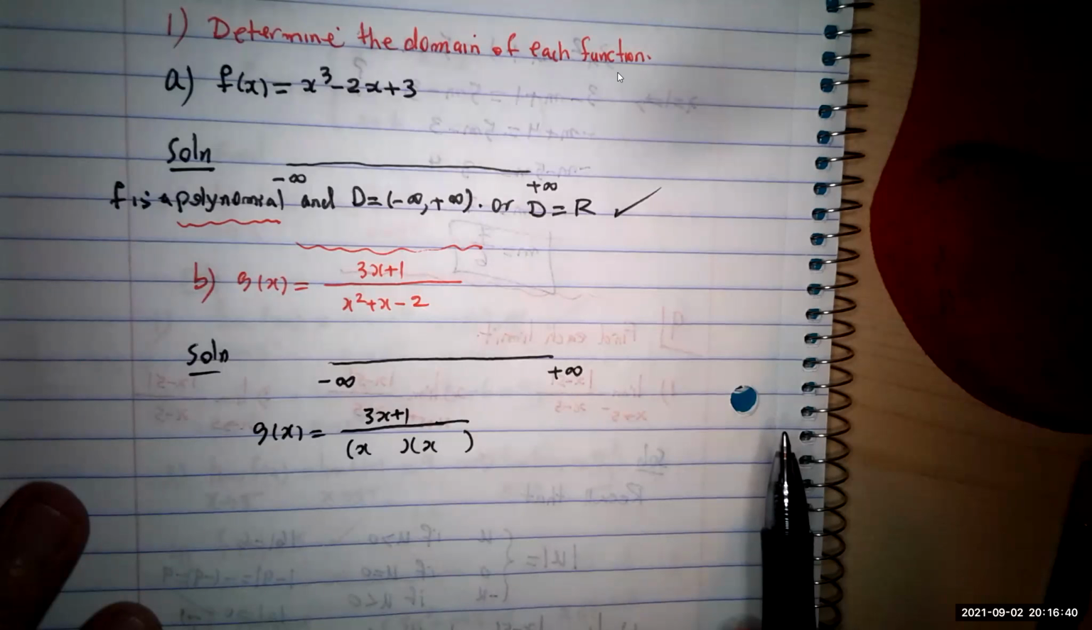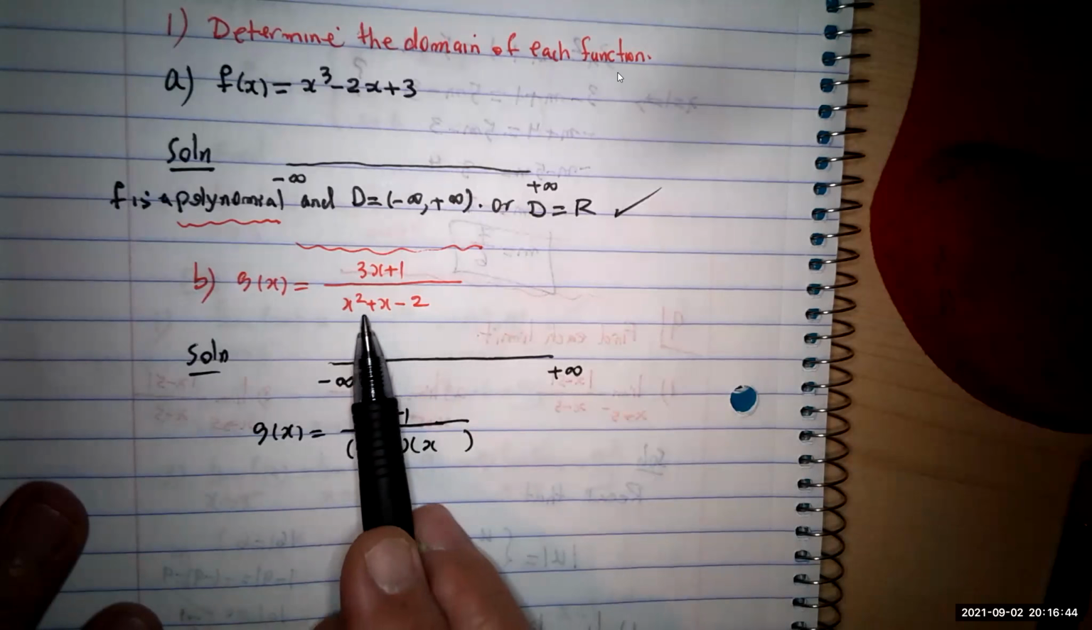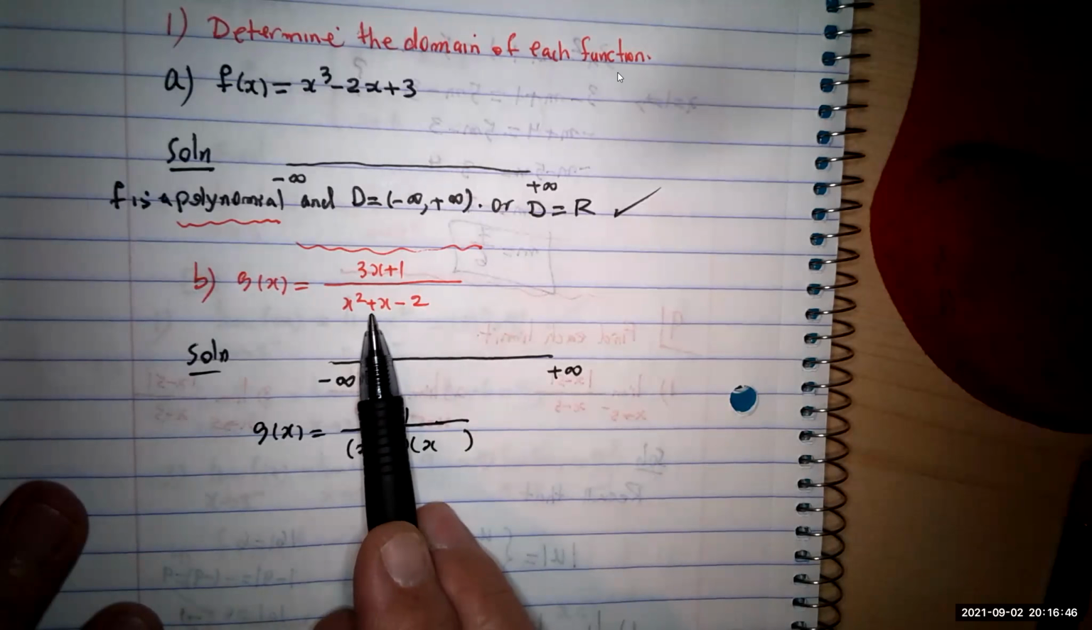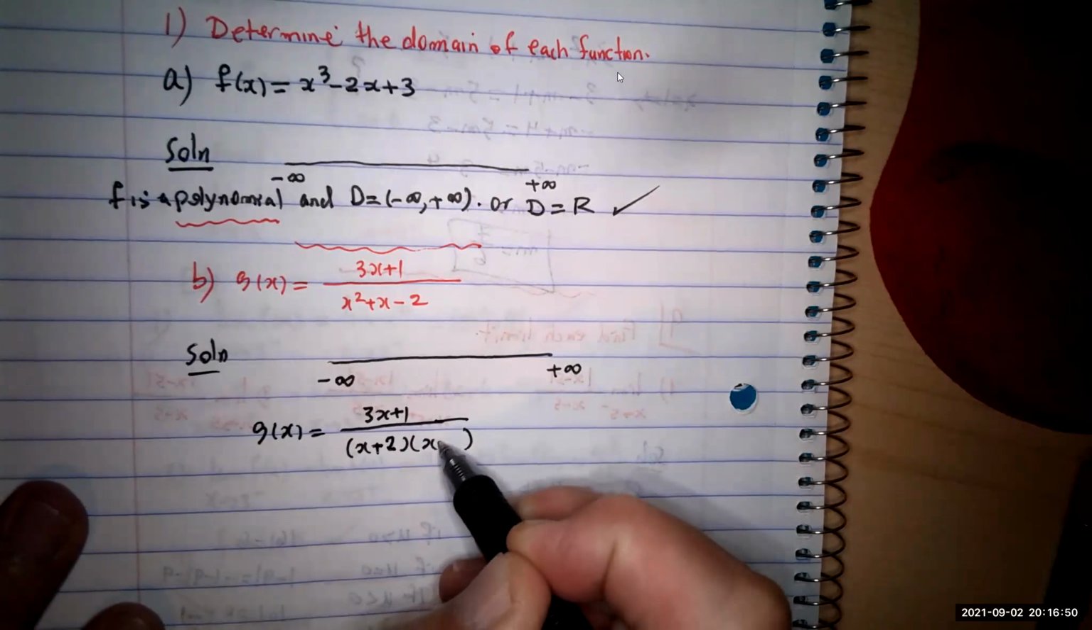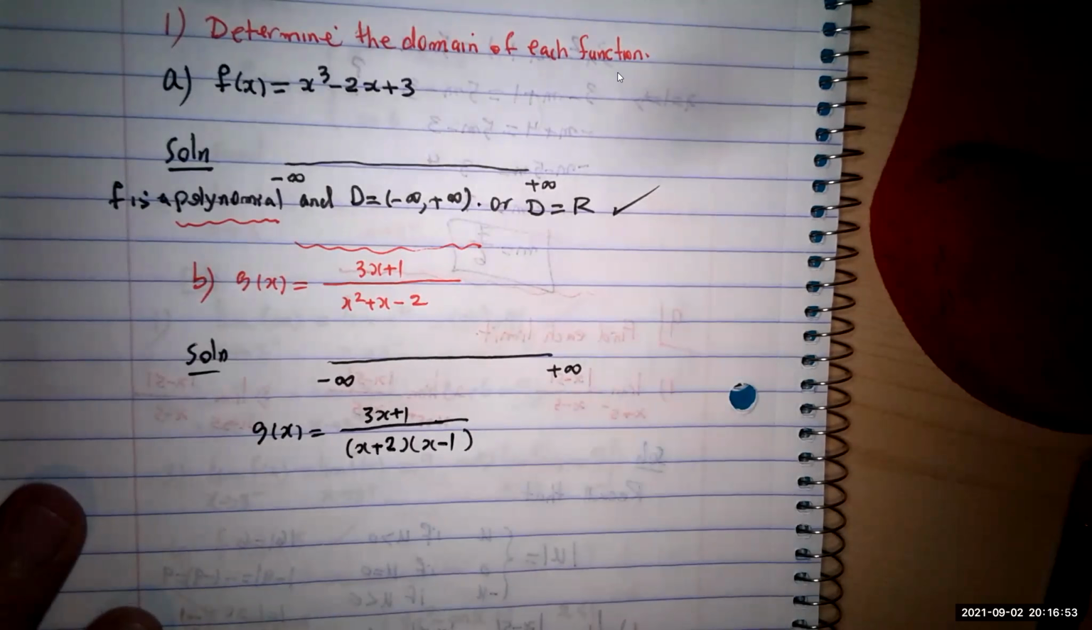2 and -1. That's it, 2 and 1. So I start with the bigger number. This is the sign of the bigger one. So it's going to be x plus 2. So the second one must be x minus 1. That's the quickest way to find it.